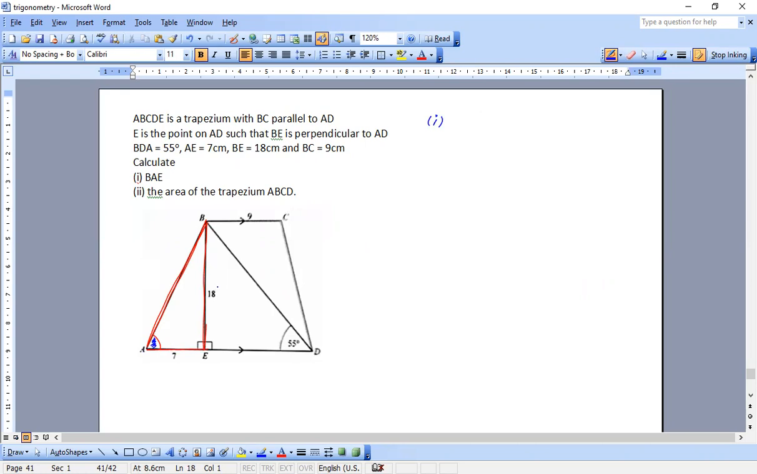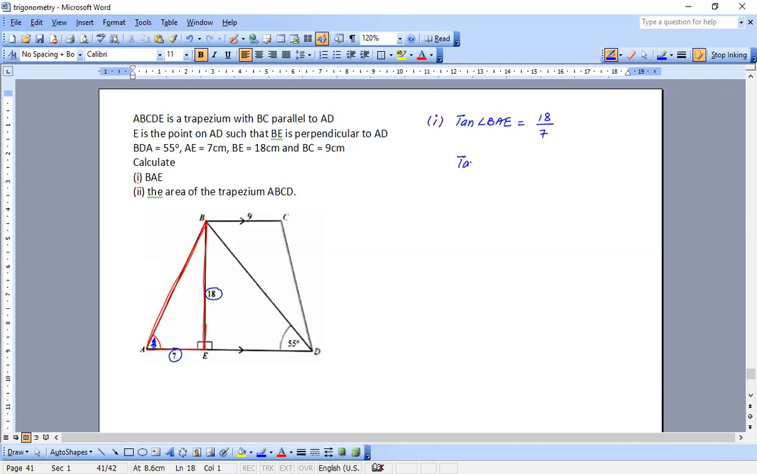I have to find out the value of this angle. And in this triangle, I know 18. 18 becomes the opposite, and I know 7, which becomes the adjacent. So I can use tangent to find out that angle. I'll say tangent angle BAE is equal to opposite upon adjacent. Opposite is 18 and adjacent is 7. So let's divide 18 with 7. First of all, this is going to be 2.57.